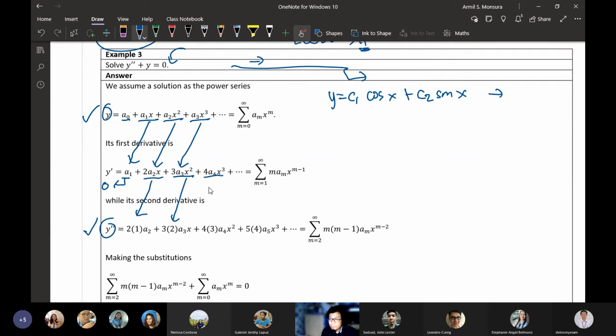Ito, derivative nito. This is 4 times yung power ng x, which is 3, times a4, times x squared, kasi minus 1 ito. Okay? And from here, pwede nyo sundan na yung pattern yan. So, lalabas naman dyan is 2, 1, tapos 3, 2, tapos 4, 3. Kasunod yan, 5, 4. Tapos if this is 2a2, a3, a4, then a5 yan. If this is x raised to 0, x raised to 1, x raised to 2, then this is x raised to 3. Okay? Malinaw yung pagkuha ng second derivative?